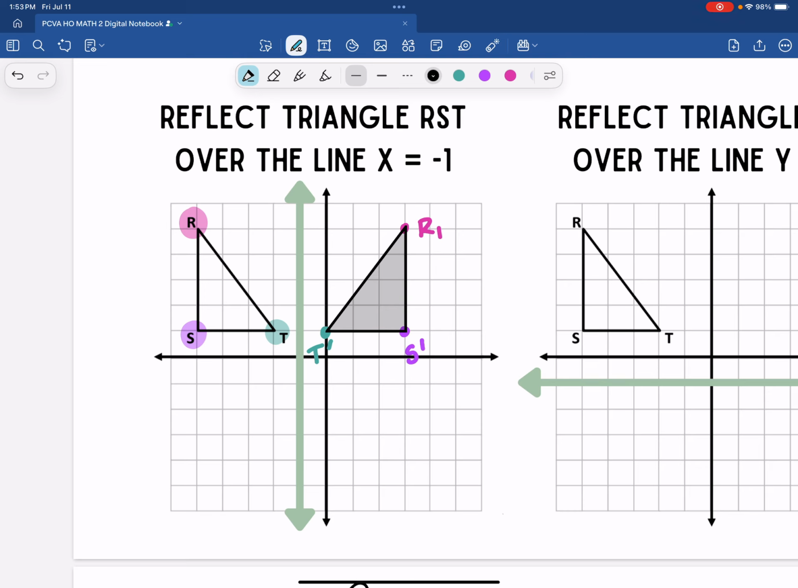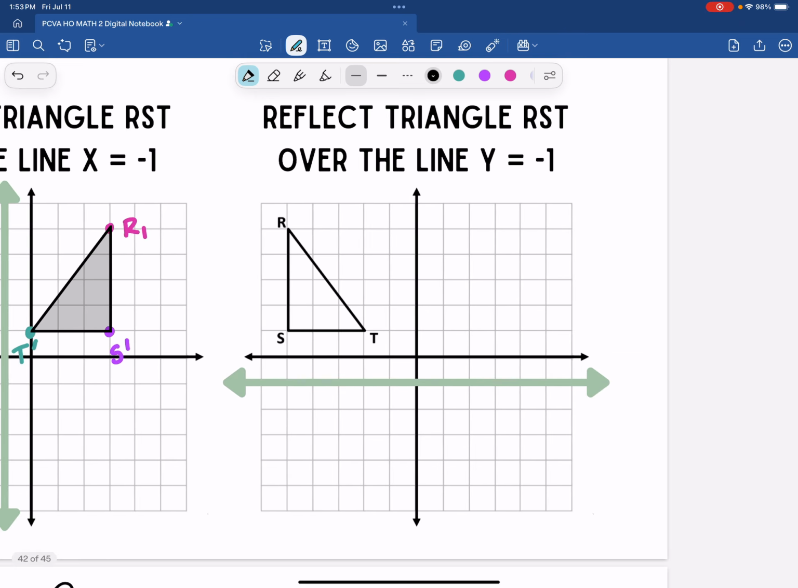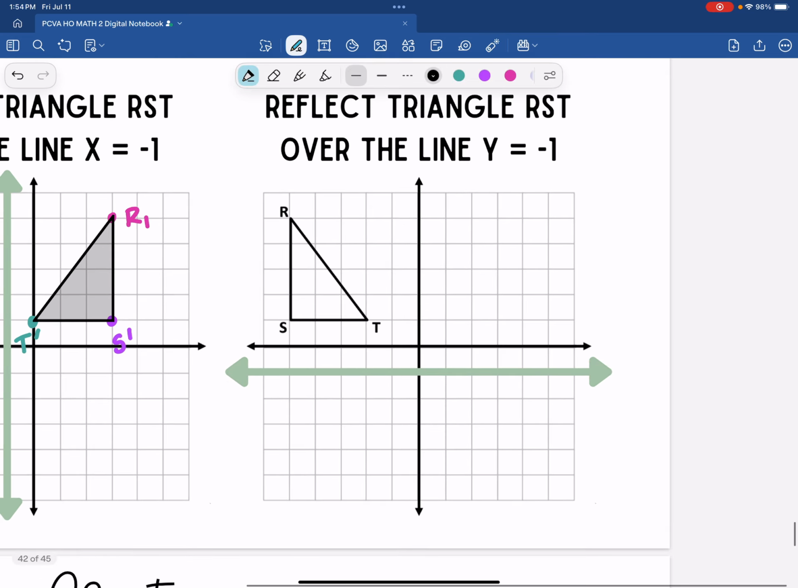over that particular line. All right, so same thing here, but this time instead of reflecting over a vertical line, we're going to reflect over the line y equals -1, which is horizontal. So we're going to do the exact same thing. We're going to start with T. This time it's 2 units from the line. So we're going to go 2 units on the other side, and we're going to plot T prime.